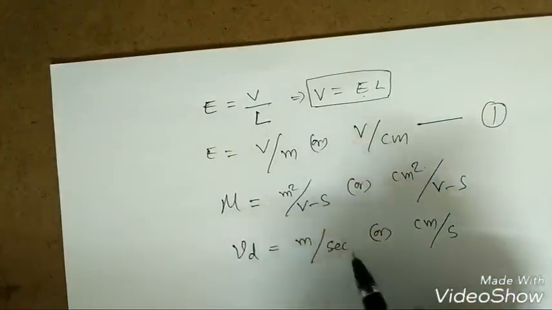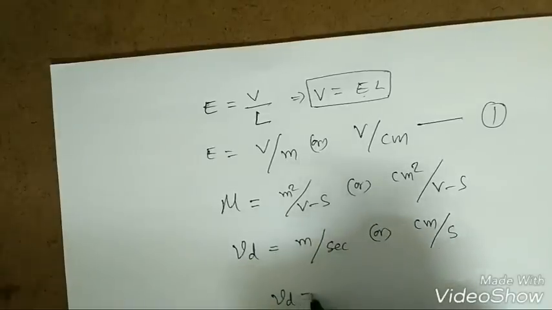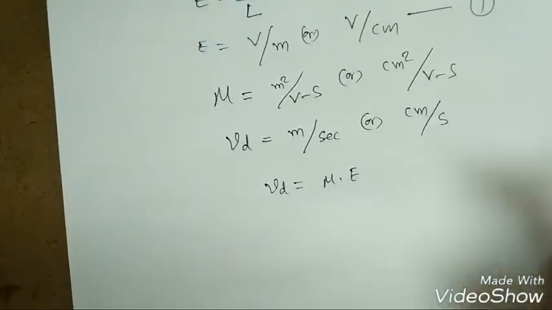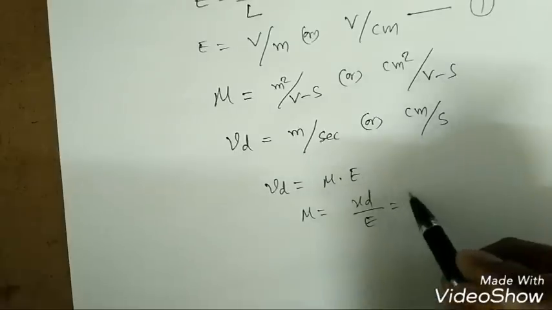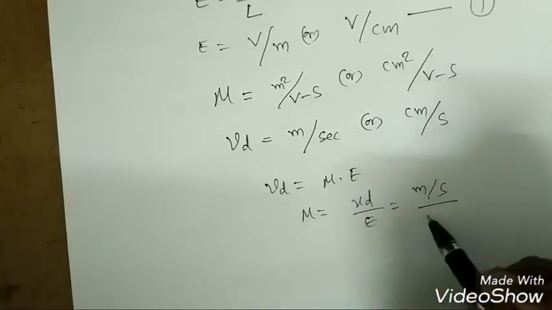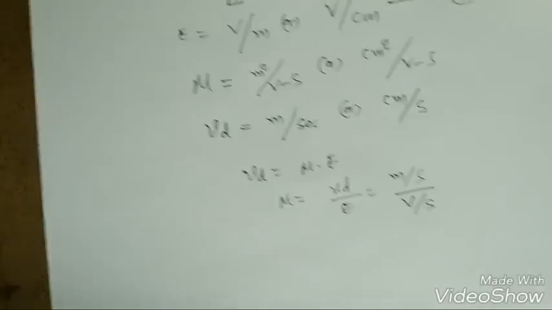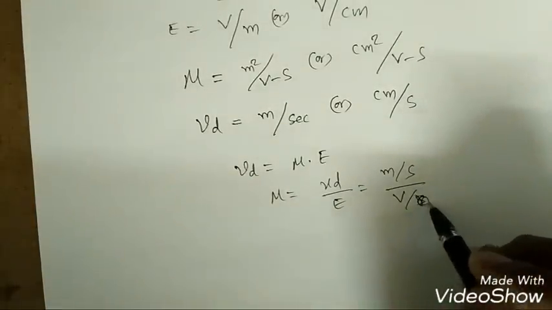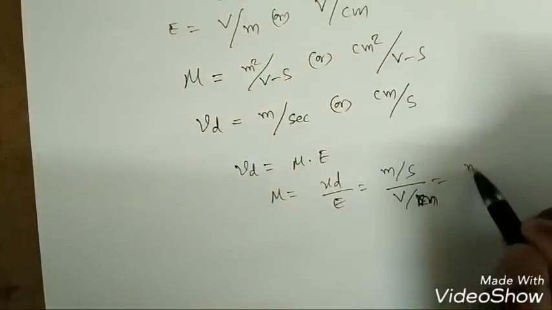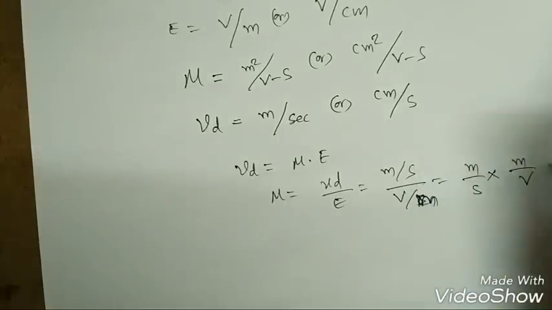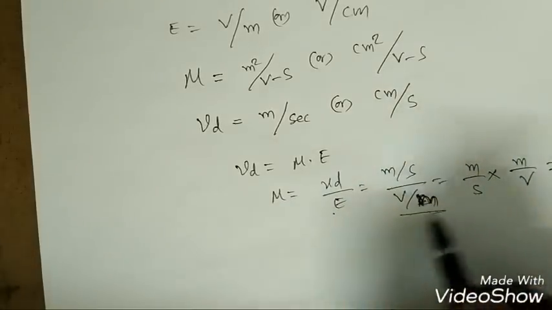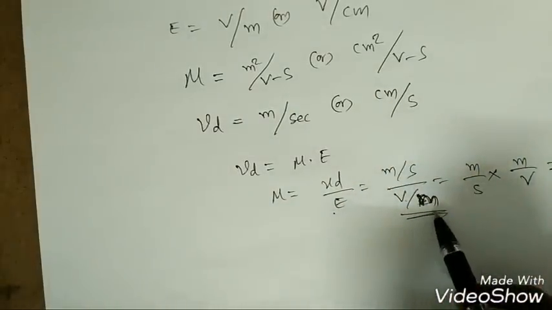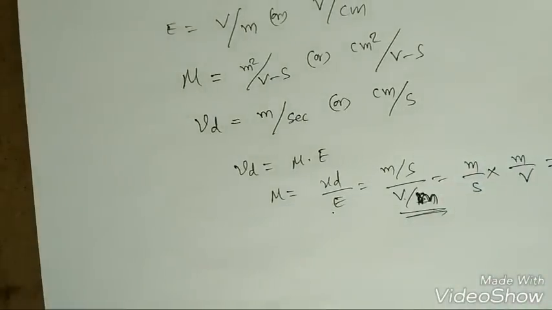Now, how we got this: suppose Vd is equal to mu into E. So there is a proof. We need mu, so mu is equal to Vd by E. So this is meter per second and this is volt per meter, not second, right? So meter per second into meter per volt is nothing but meter square per volt second or centimeter square per volt second. So for electric field, always remember volt per meter, or voltage per unit length, right? So that is about the units.